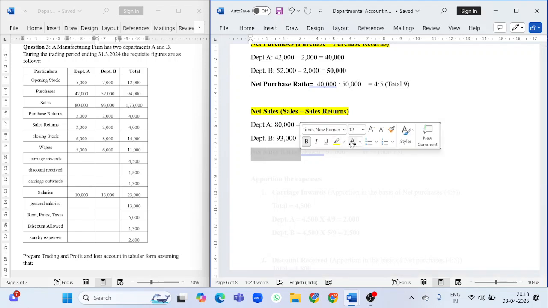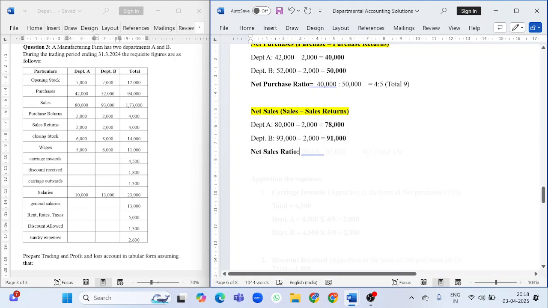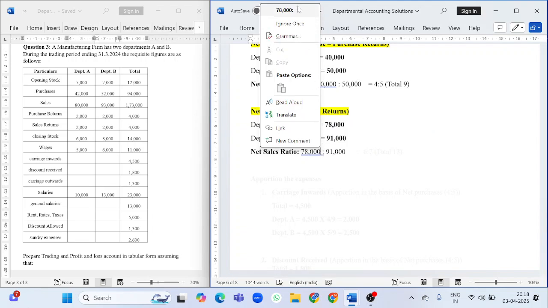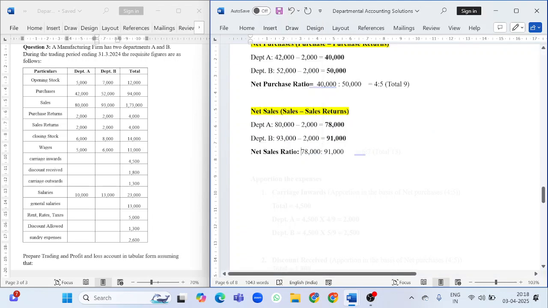What is our next step? Our next step is to find out the net sales ratio. So let us do that. So how do we find the ratio between department A and department B? Department A net sales are 78,000 and department B net sales is 91,000. So when you find out the relation between both, you can divide both by, I think, 13,000.